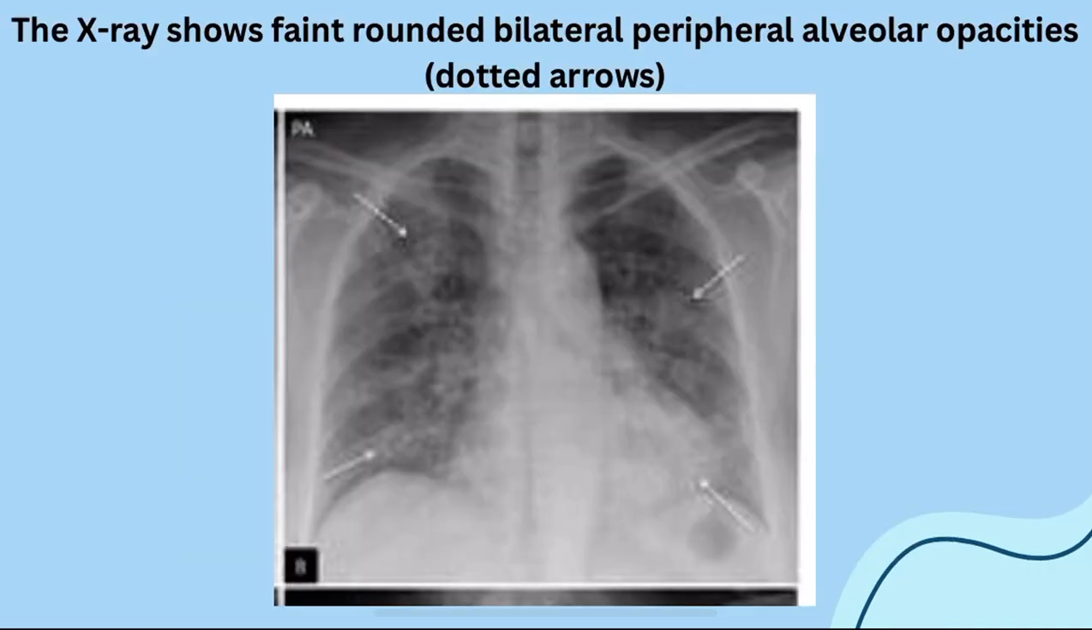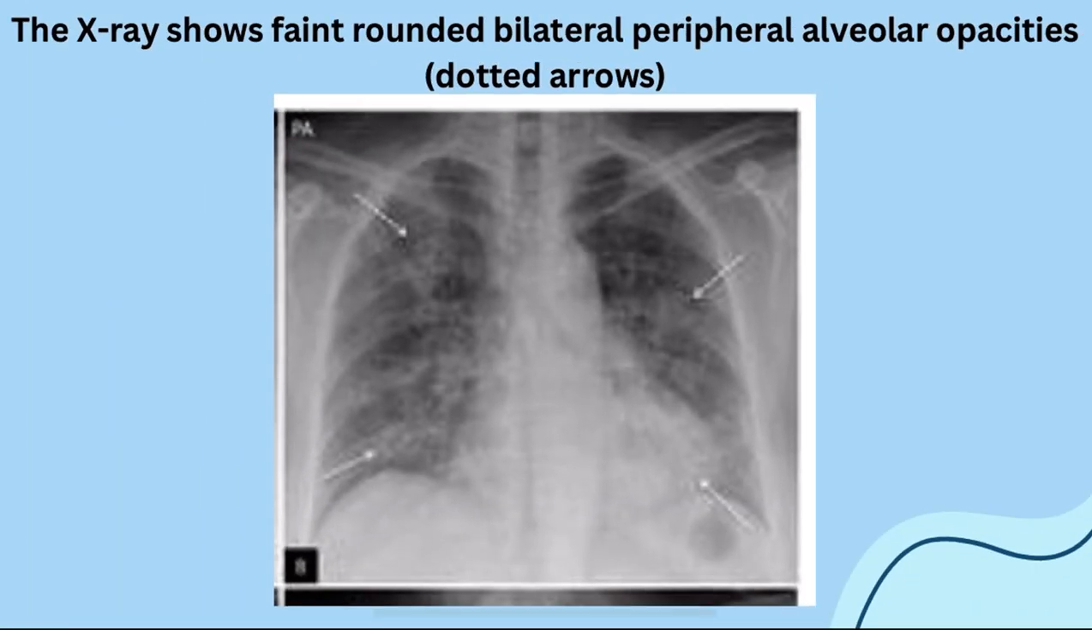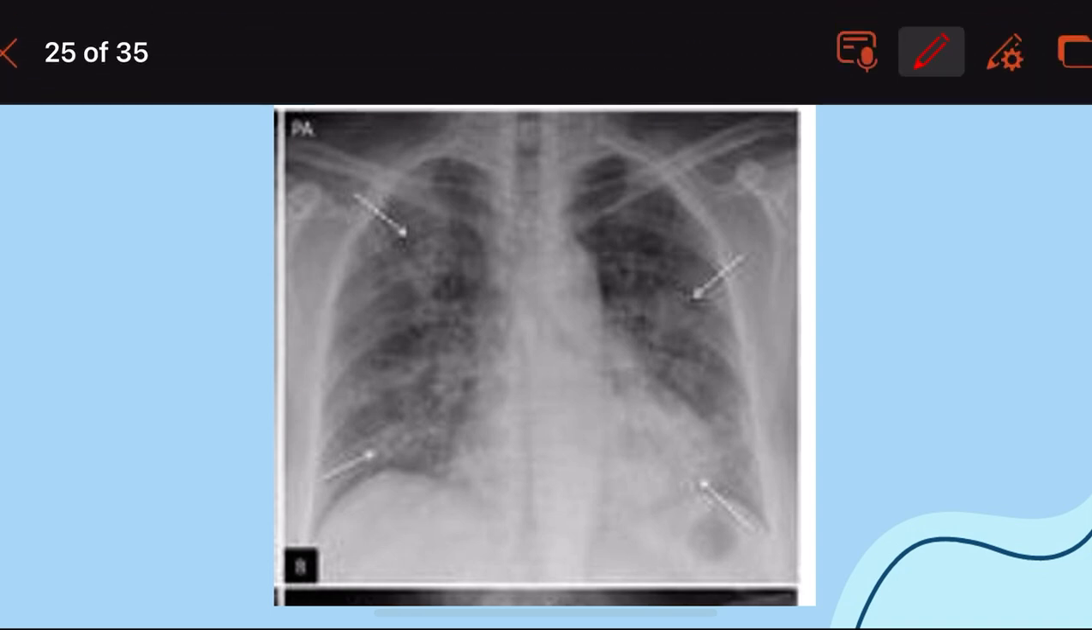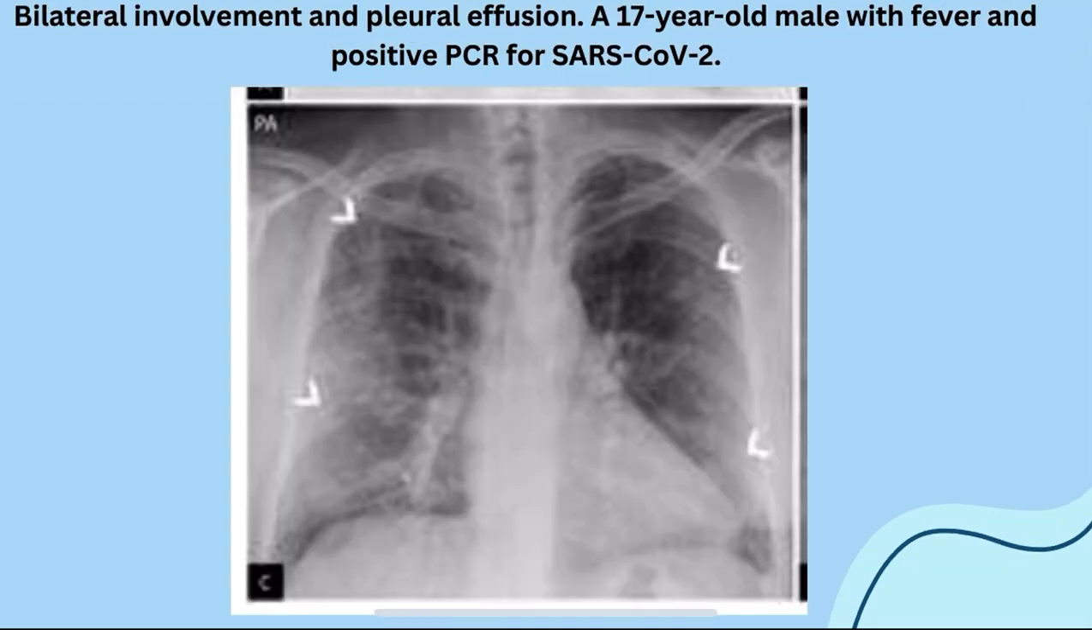The X-rays are showing faint, rounded, bilateral, peripheral alveolar opacities. You can see the dotted arrows showing the faint opacities. They are round and bilateral; in both places you can see they are bilateral. They are peripheral alveolar opacities. Next, we have bilateral involvement, and pleural effusion is seen.